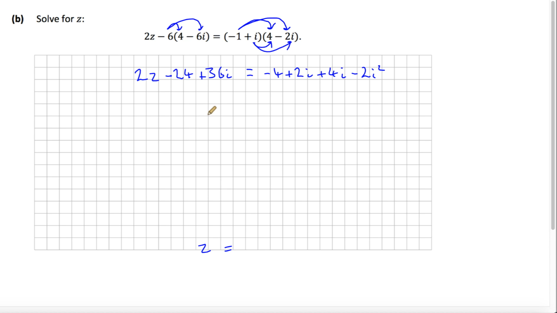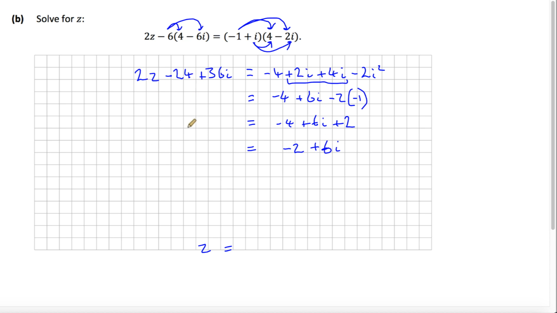Okay, so some tidying up to do and some moving around. Let's see. I'll tidy up the right first. Okay, so minus 4, 2i, and 4i, that's 6i. And minus 2i squared, well that's minus 2 by minus 1, which is plus 2. So that's minus 4 plus 6i, and minus 4 and 2 you can combine. That'll give me minus 2 plus 6i. So that's the right sorted.